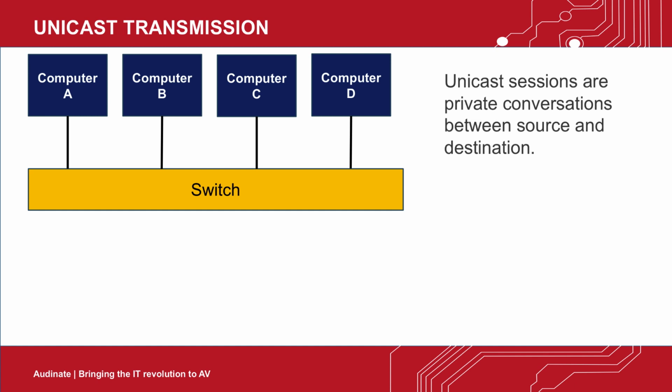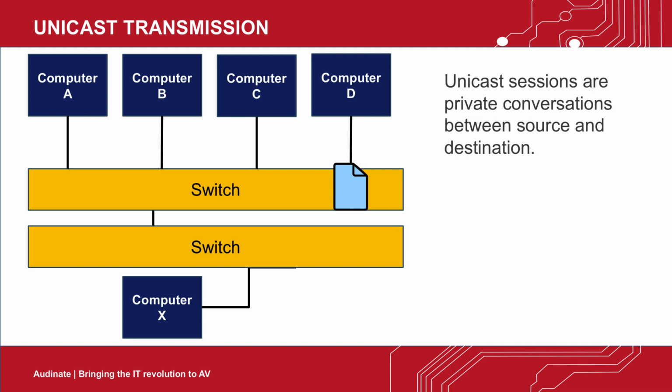Let's look at how the first type of messaging, that is unicast, works. Each one of these sessions in this example is unicast and are private conversations between the source and the destination. As you can see, a session starts as each device sends a message.